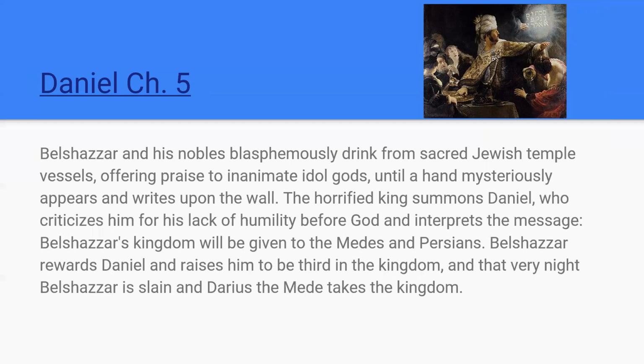But Belshazzar and his nobles were blasphemously drinking from sacred Jewish temple vessels, offering praise to inanimate idol gods until a hand appeared and mysteriously wrote upon the wall. And the king, who was terrified by this, summoned Daniel, who then criticized the king for his lack of humility before God and interpreted the unknown message that was written by this disembodied hand. And the message said that Belshazzar's kingdom would be given to the Medes and the Persians.